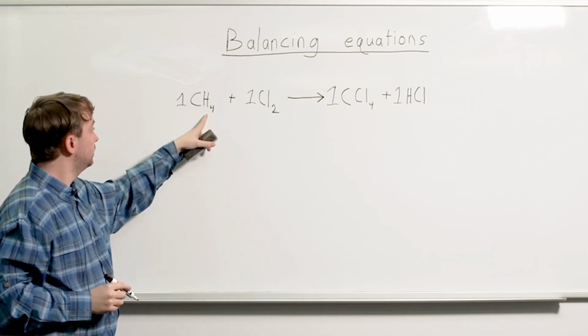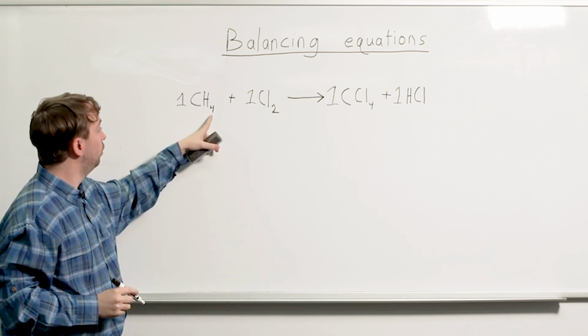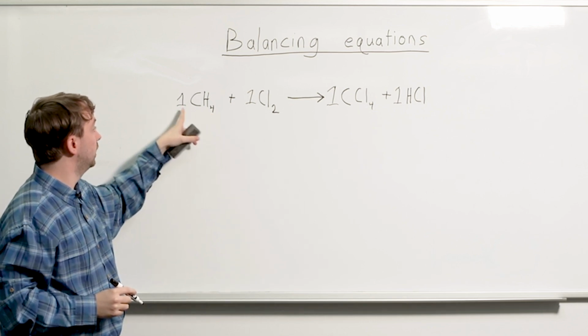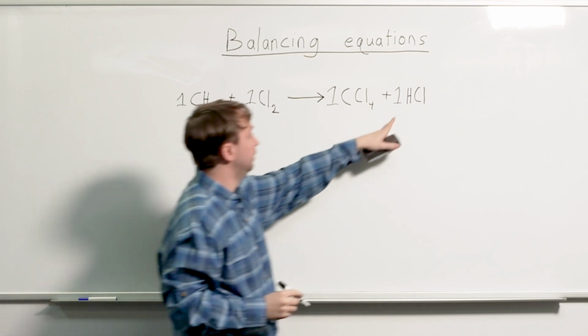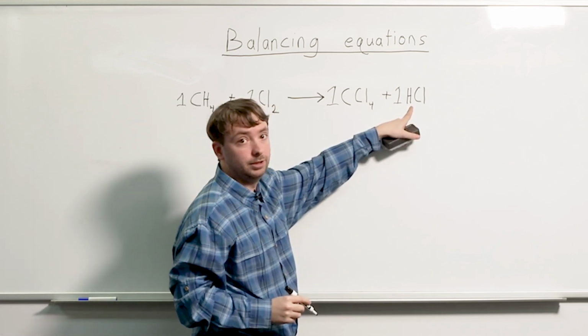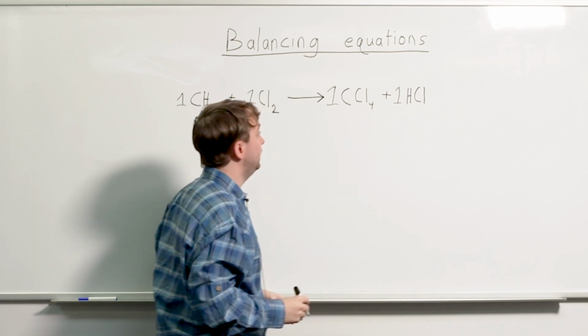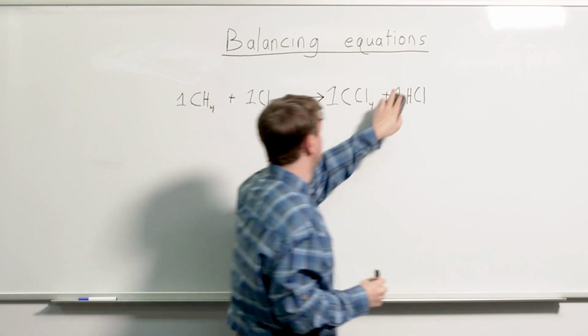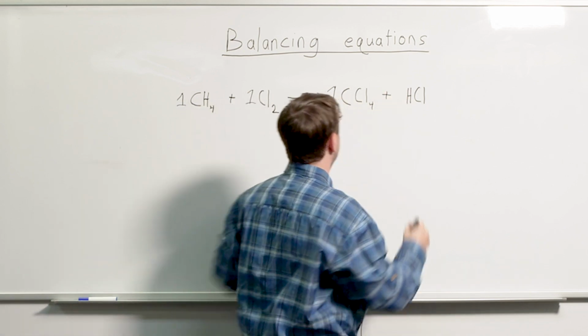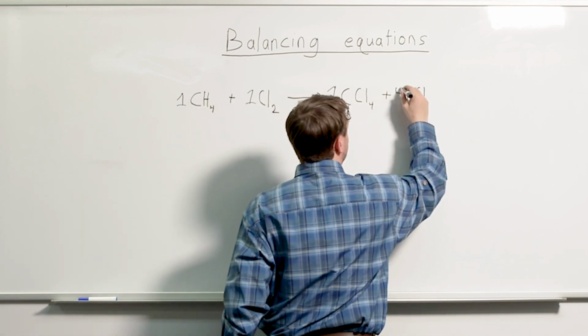So next, let's look at the hydrogen. We have 4 hydrogen because 4 times 1. Here, we have 1 hydrogen. So we need to make that 4. So this coefficient, change that to a 4.